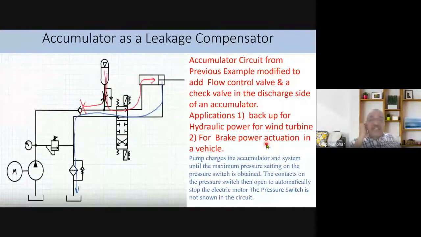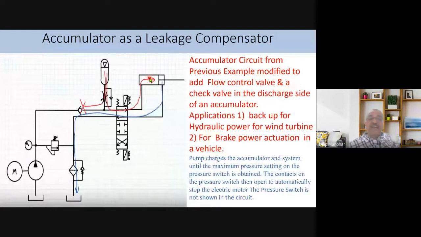Now the second design is used as a leakage compensator. Suppose there is some leakage on the user side. This leakage need not start the pump. This leakage is compensated by the pump pressure connected via a flow control valve to the user. This is the point I want to show, leakage compensator.